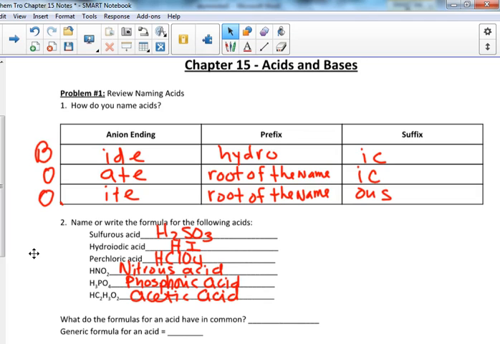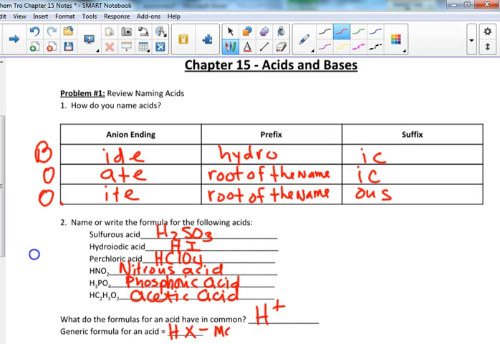Now, what do the formulas for acids have in common? Hopefully you figured this out. They all have hydrogens. Generic formula for an H and then an X. The X can either be a monoatomic ion or a polyatomic ion.